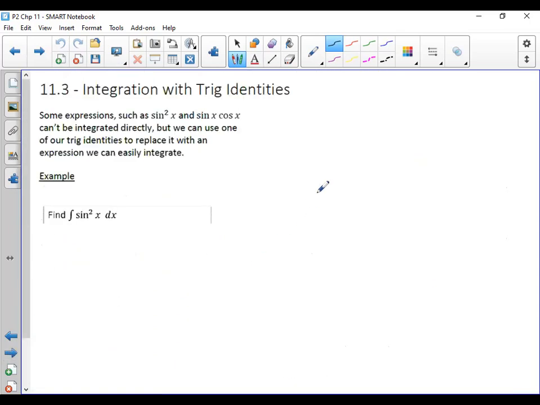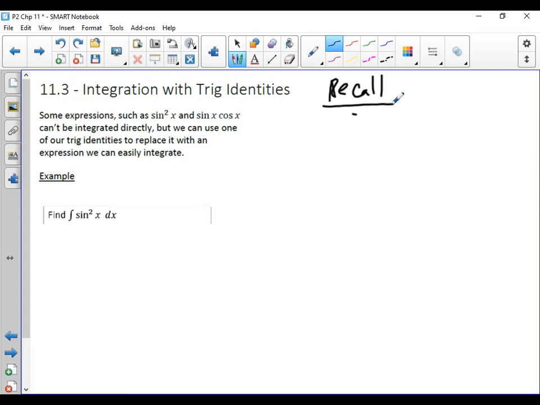Today's lesson, integration with trig identities. Now, before we do that, let's have a look in here. Right, so some expressions such as sine squared x and sine x cos x can't be integrated directly, but we can use one of our trig identities to replace it with an expression we can easily integrate. So to do that, we are going to just recall some identities. So recall, these are some useful identities we can use.